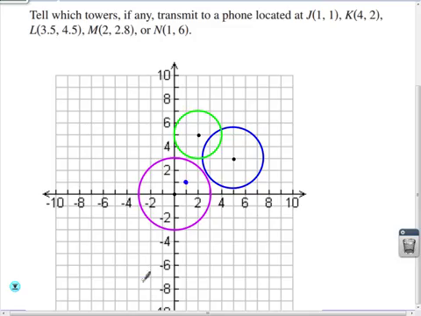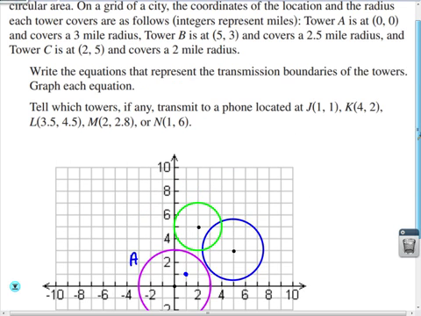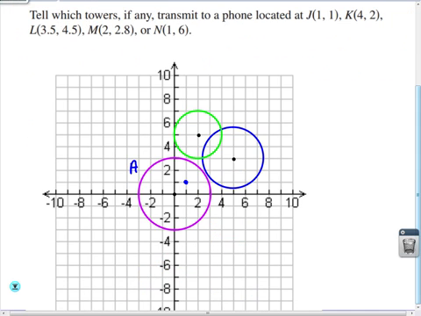Second part tells us, tell which towers, if any, transmit to the point 1, 1. So was this tower, was this A? Let's see which is which. Tower B is at 5, 3, and Tower C. There's how they are. So the point 1, 1 would be Tower A's transmission. The point 4, 2 would be Tower C's transmission.